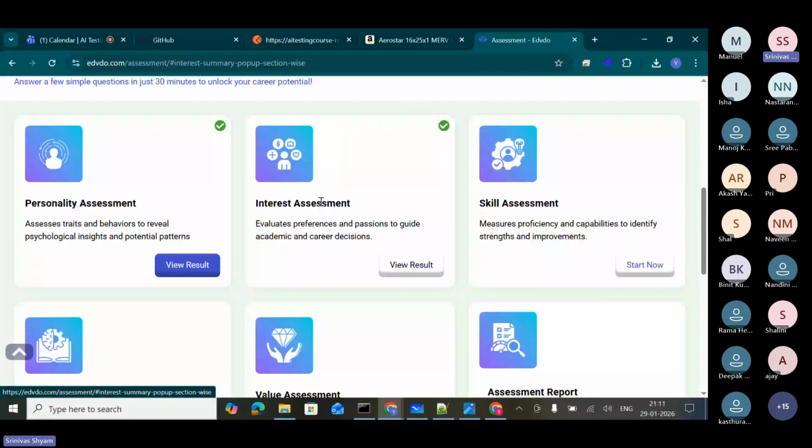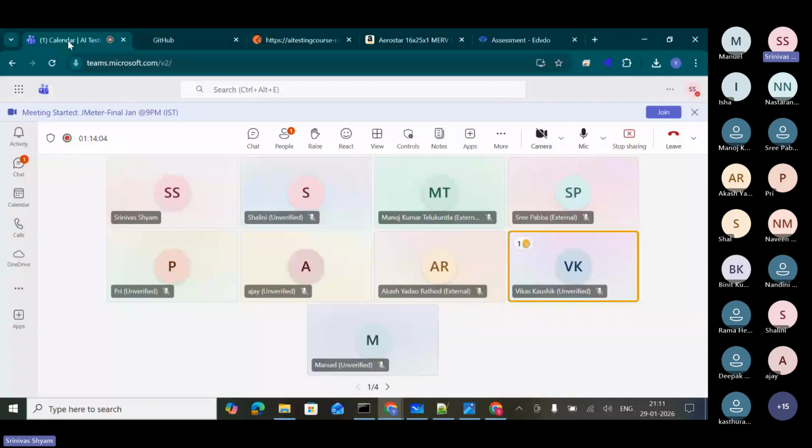Any other doubts, anyone? Okay, I have a question. We wrote it in the chat, if there's time. Yeah, sure. You can just put the question in the WhatsApp group chat and I will answer one by one. Okay, please drop it there.